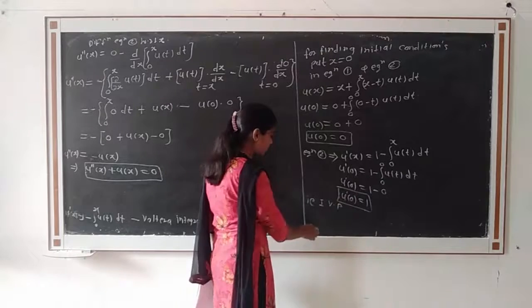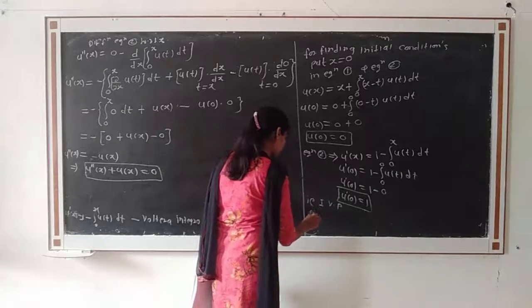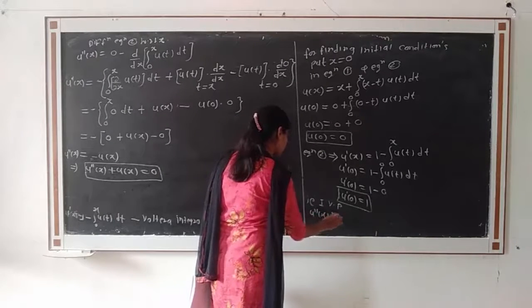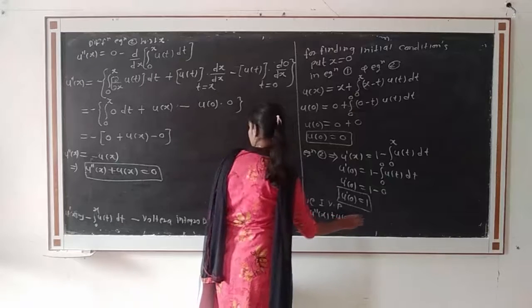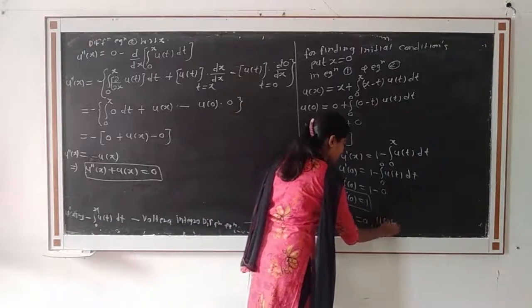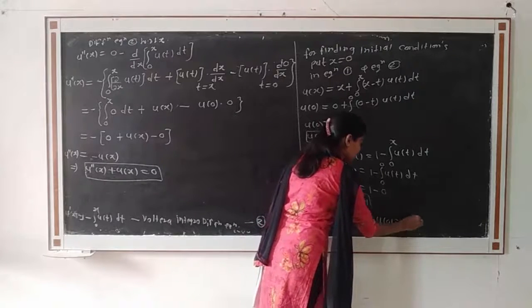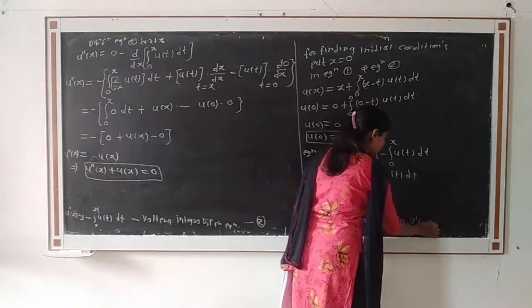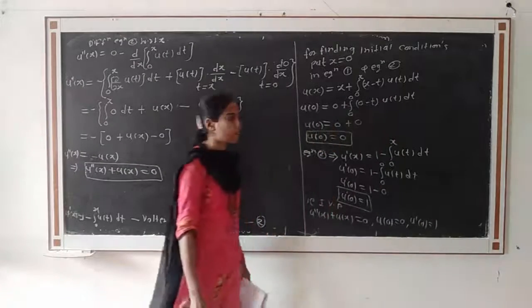That is, we get the initial value problem for the given Volterra equation: u double dash of x plus u of x is equal to 0, with initial conditions u of 0 is equal to 0, comma, u dash of 0 is equal to 1.